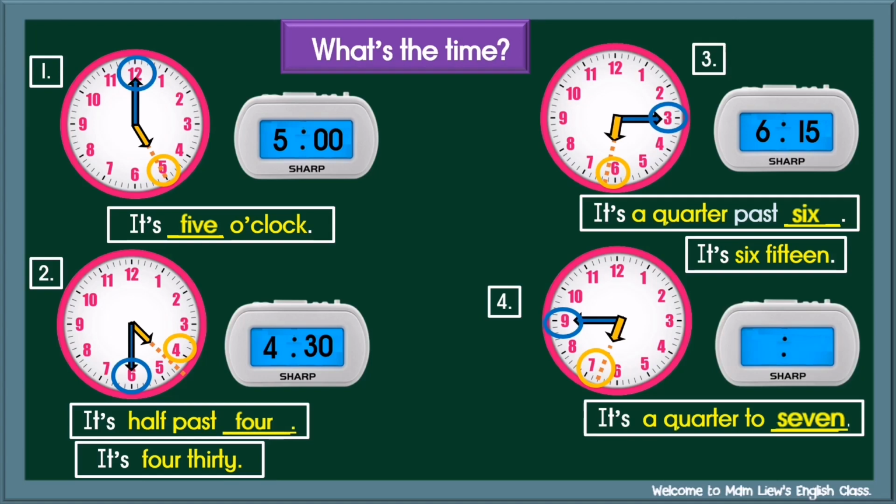When the minute hand on the analog clock points at number 9, it means 45 minutes has passed the hour. Now, the hour hand has gone past number 6, so it's 6 hours on the digital clock. What's the time? You can say it's a quarter to 7 or it's 6:45. Children, you can pause the video and copy this for your reference.